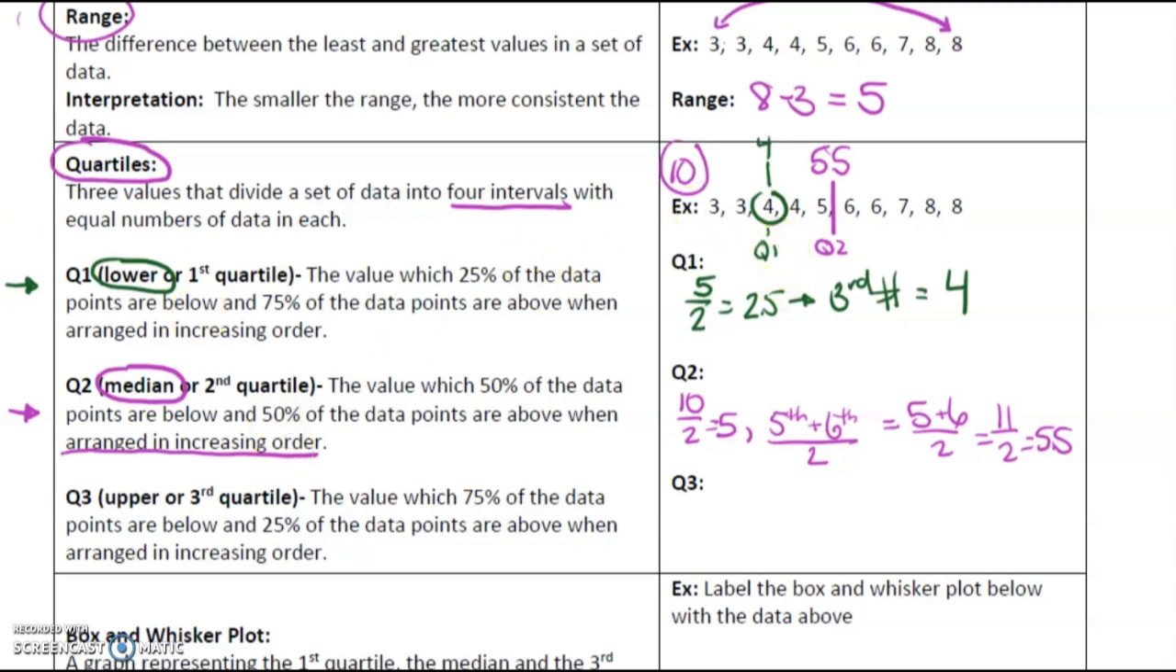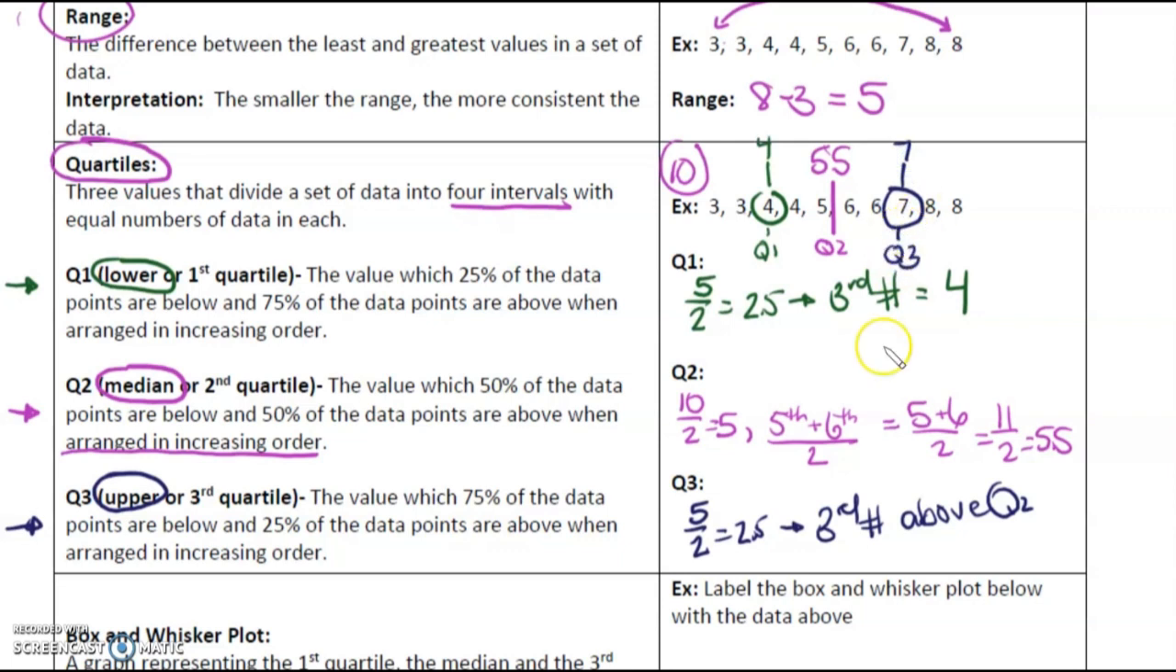Now, the last one, Q3, which is known as the upper quartile, or third quartile. This is the flip. 75% of data is below, 25% is above. If we use Q2 as our marker, there are 5 data points above Q2. We divide by 2. We're basically getting the same thing as Q1. This is going to be our third number, but it's specifically above Q2. So 1, 2, 3. It's going to be 7, and that's our quartile 3. The way we can graph this data is by creating a box and whisker plot.